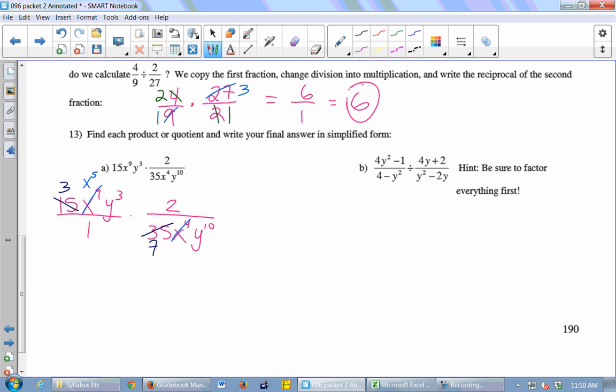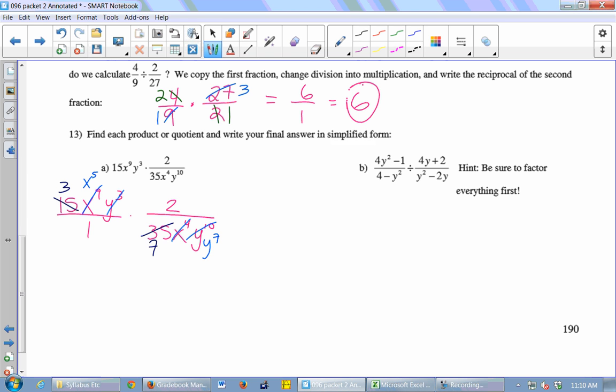Yep, and then I've got y cubed on top, y to the 10th on the bottom. Subtract and you get y to the 7th. Where should I put it? In the top or the bottom? In the bottom, where there are more of them. Yeah. So once you subtract, there are going to be 7 left, and they're going to be on the bottom. So this becomes y to the 7th, and that just goes away.